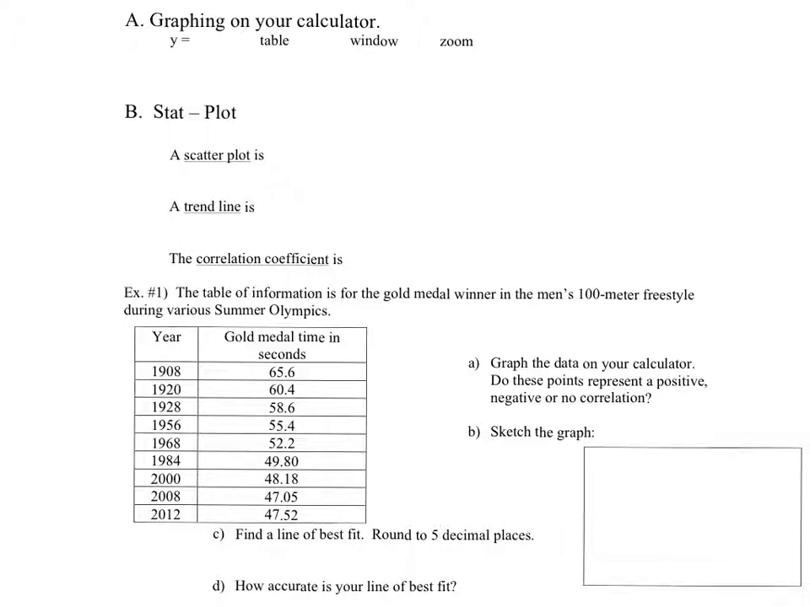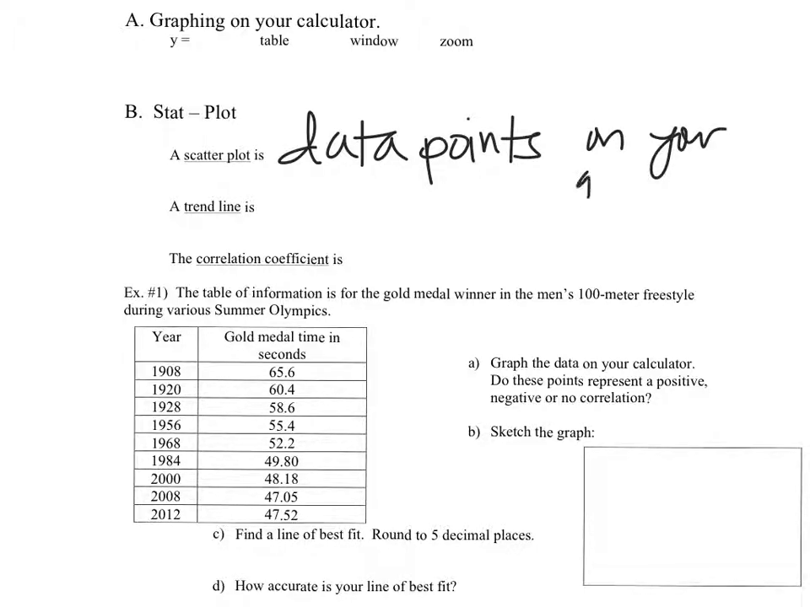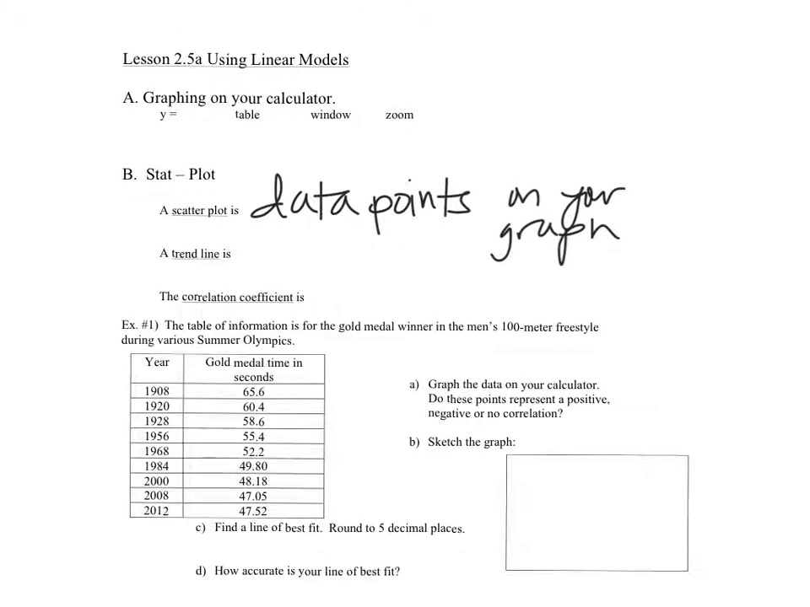A scatter plot is data points on your graph. Okay? So what we're gonna do is we're gonna be given some information, some data points, and we're going to graph them on our graph. And it might look something like this. Okay? They're gonna be kind of scattered, but they're also gonna look like a line. There's gonna be a linear correlation between them.